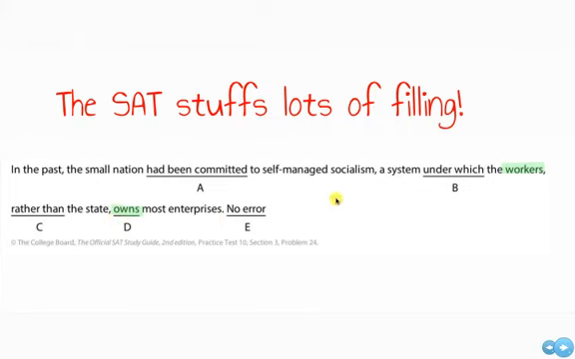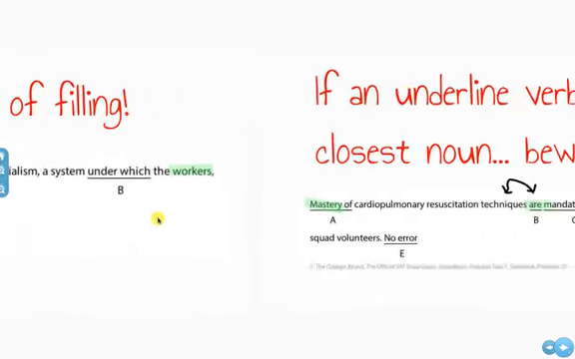owns most enterprises." Okay, well, in this case, if you just isolate the subject and the verb, right? Workers owns. Plural, singular. That's clearly wrong. It's obviously wrong, but they stuff a lot of stuff in between, and that's what makes it hard.